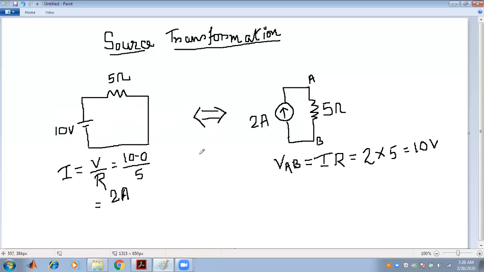This is called the source transformation. First, converting a voltage source to an equivalent current source, we have to find the current and connect the resistance in parallel with the current source. In order to find the equivalent voltage source of a current source, we have to find the voltage across this resistance, that is, V of AB equal to 10 volt, and connect the resistance, that is 5 ohm, in series with the voltage source. So this is generally known as source transformation.